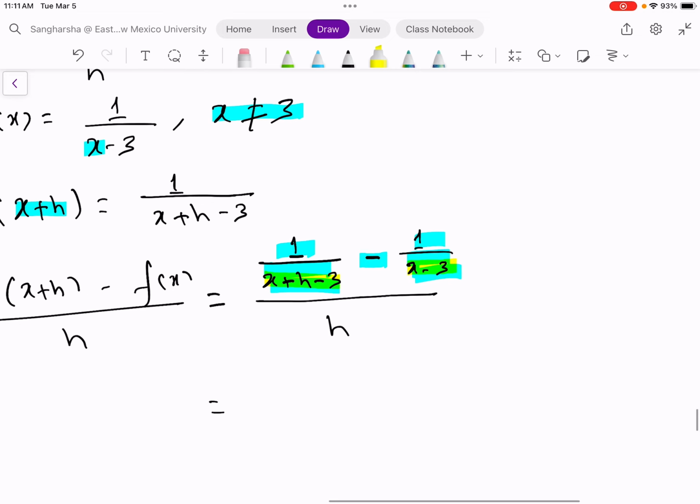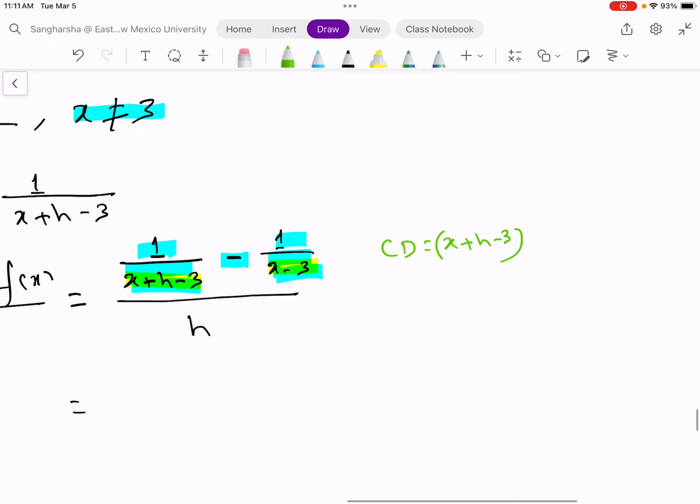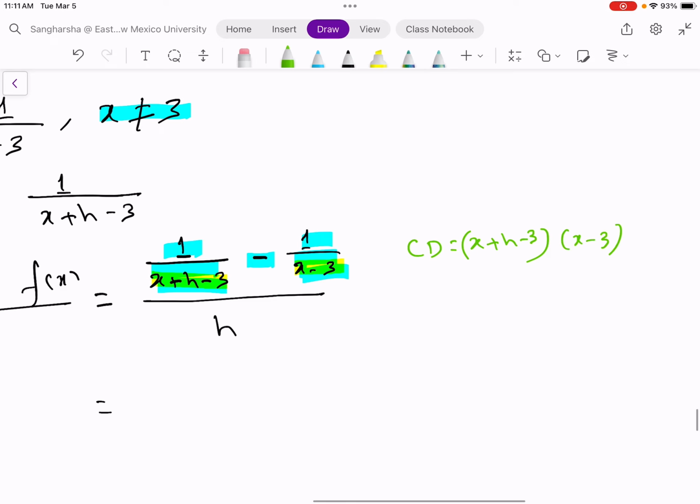So our common denominator would be x plus h minus 3 times the second denominator, which is x minus 3. When you have different denominators in the simplest form, the common denominator is always their product. For example, if you have 2 and 3 as denominators, the common denominator is 2 times 3, 6, right? If you have 5 and 7, the common denominator is 5 times 7, that's 35. A similar thing goes here. These are in the simplest form and are different from each other, so you multiply and get the common denominator.